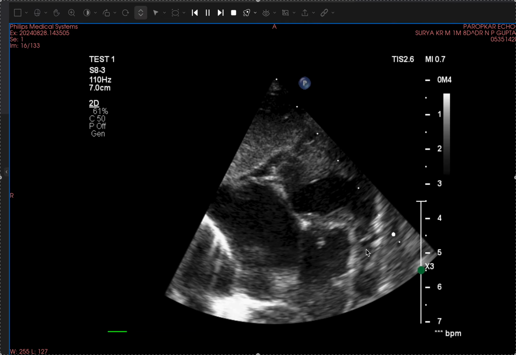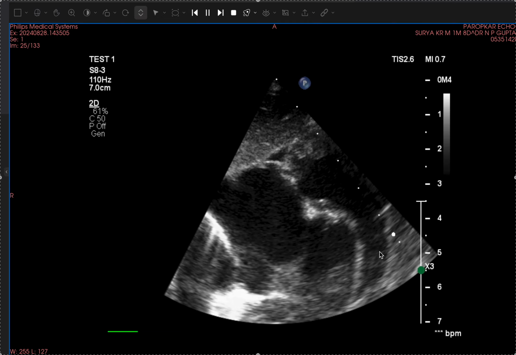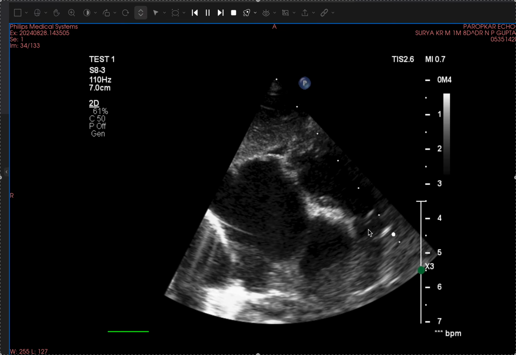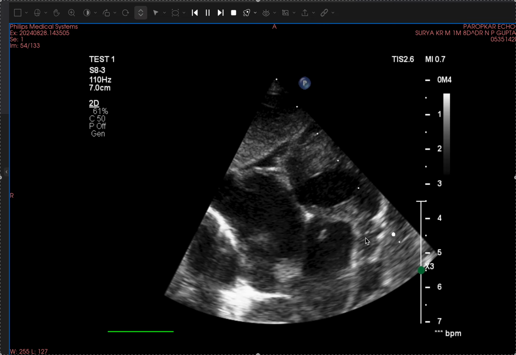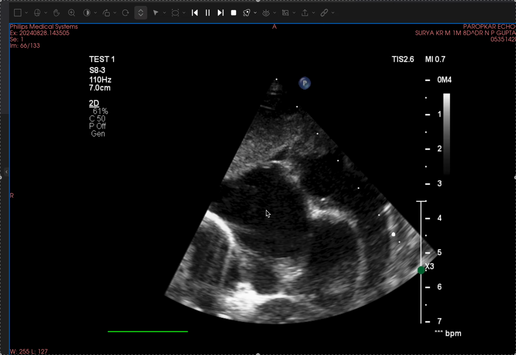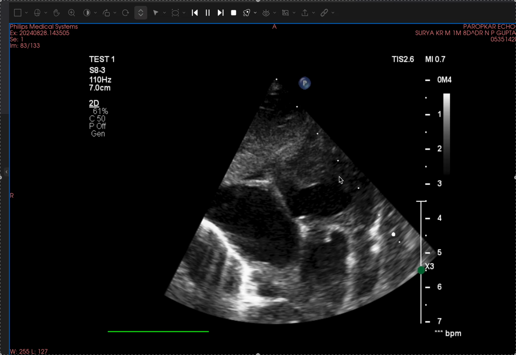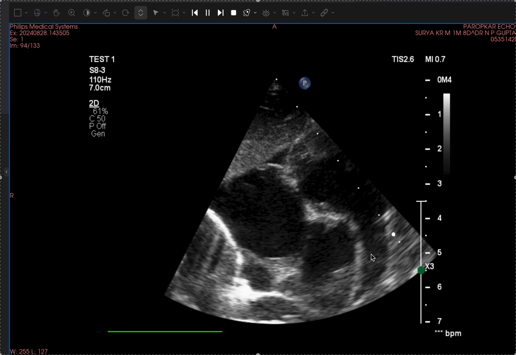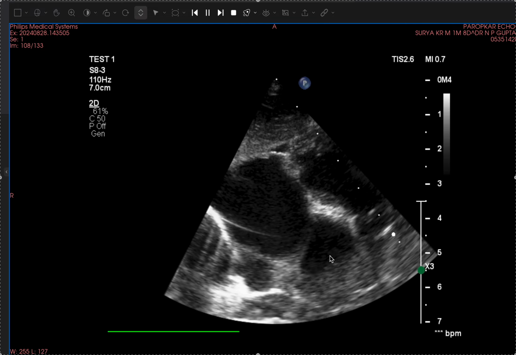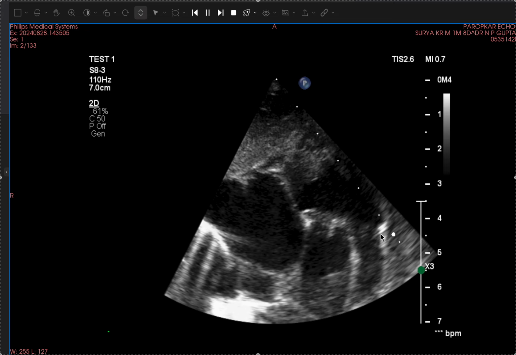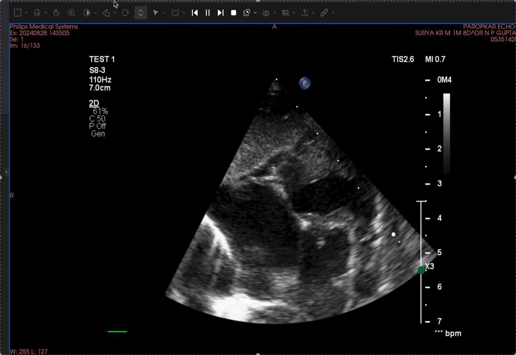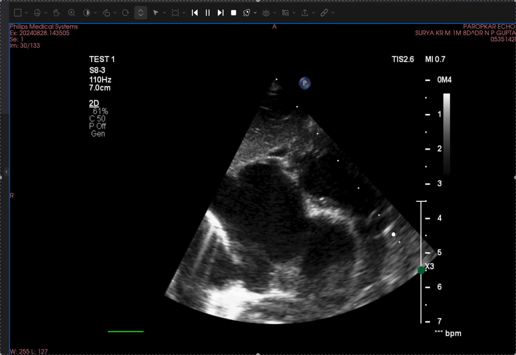From right ventricle, the aorta is getting supply. Aorta is narrower in size compared to pulmonary artery. So this is right atrium, this is right ventricle, and this is aorta, and this is pulmonary artery. Pulmonary artery is relatively bigger than aorta. In this view, this is subcostal view.